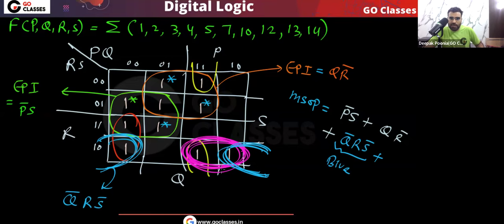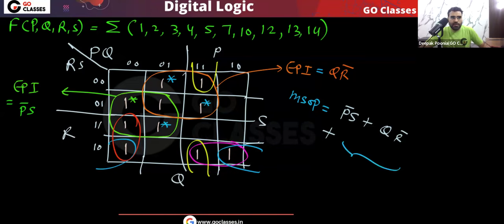What about this pink PI? This pink PI is in the area of p r s bar. So this pink PI I am taking. So that's it, I got a minimal SOP, one of the minimal SOPs. I can find many other minimal SOPs. So let's find another minimal SOP.